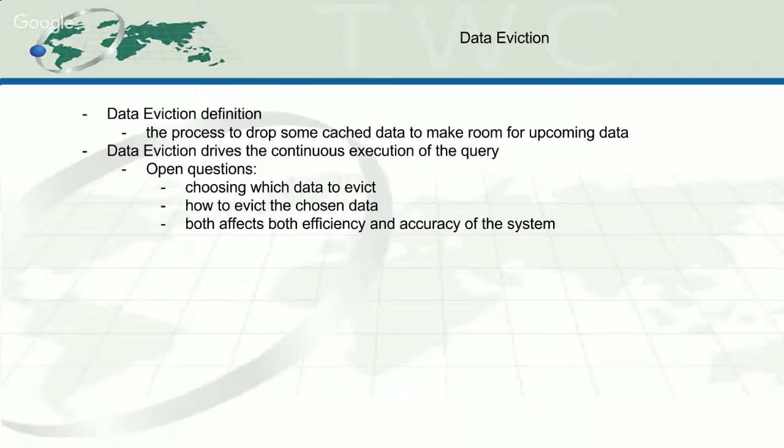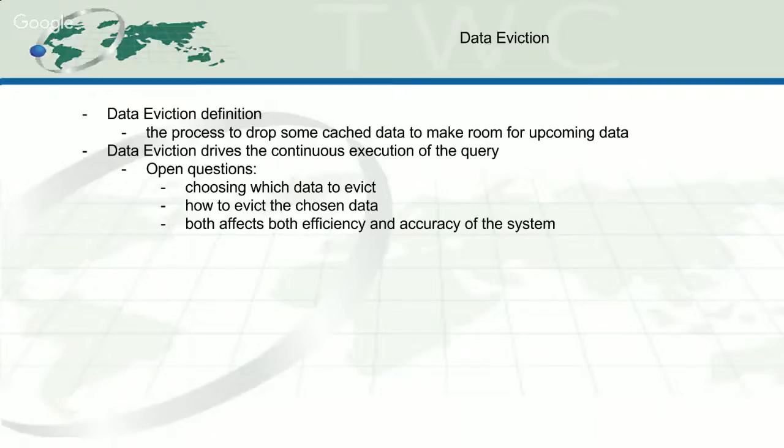Data eviction. So we define data eviction as a process to drop some cached data to make room for upcoming data. Because we have a fixed size to cache. That means the cache will be full, and when the cache is full, everything will be executed, data will be processed. But after processing, we need to evict some data to make room for newcomer data to drive the continuous execution of the query. But we have some open questions here.